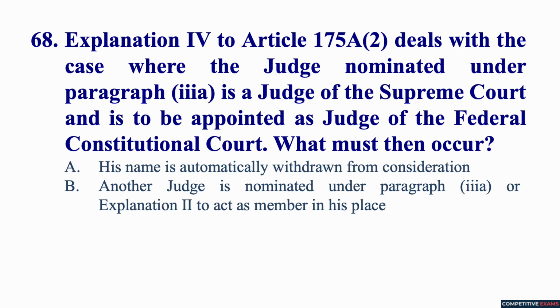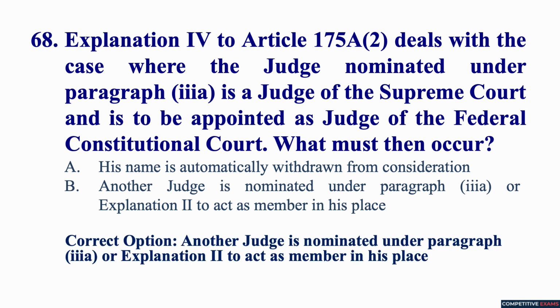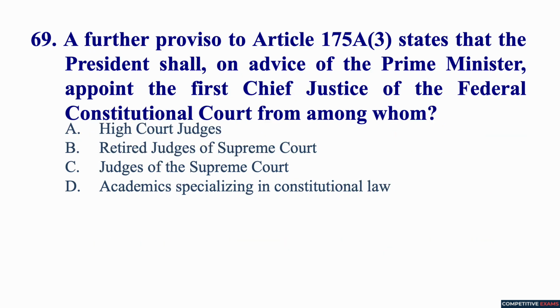Explanation 4 to Article 175A2 deals with the case where the judge nominated under paragraph 3A is a judge of the Supreme Court and is to be appointed as judge of the Federal Constitutional Court. What must then occur? Another judge is nominated under paragraph 3A or explanation 2 to act as member in his place.